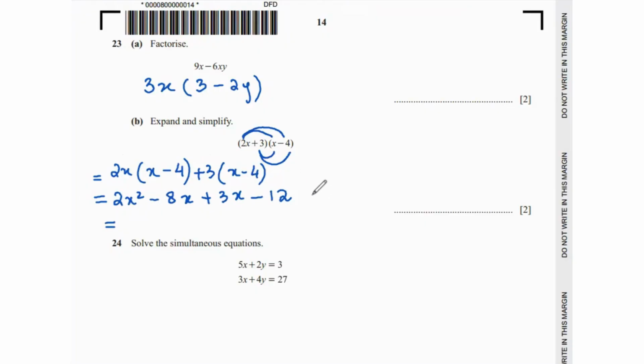This was the expansion. Now we simplify by collecting the like terms. 2x squared doesn't have a like term, so it comes as it is. Negative 8x plus 3x can be solved to negative 5x, and negative 12 comes as it is. So this is your fully simplified answer. We cannot further simplify this because there is no other like term that we can add or subtract.